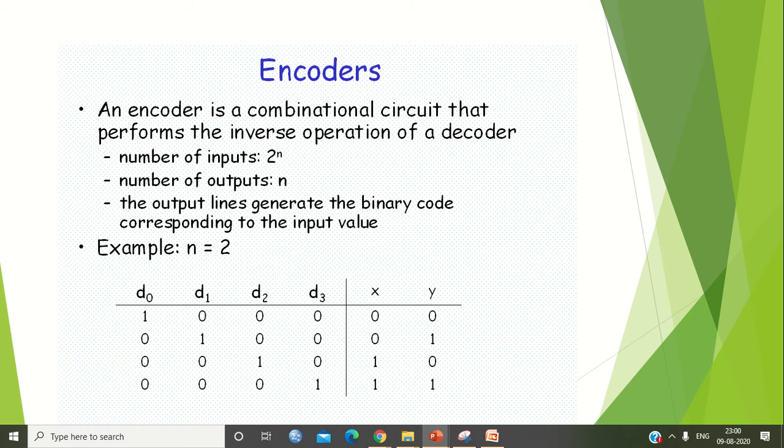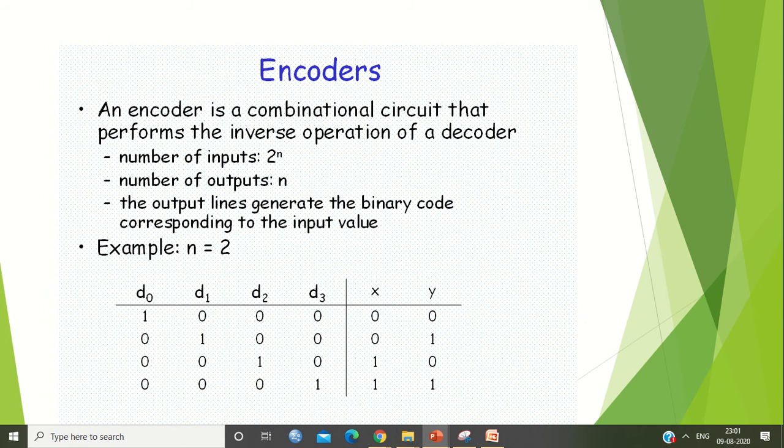Before going into the topic of priority encoder, we need to know what an encoder is, and then only we can go into the priority encoder. An encoder is a combinational circuit that performs the inverse operation of a decoder. For example, in the previous sessions we have seen what a decoder is, and here the encoder does the inverse operation of a decoder. With the help of a decoder and OR gates, we can implement any logic functions.